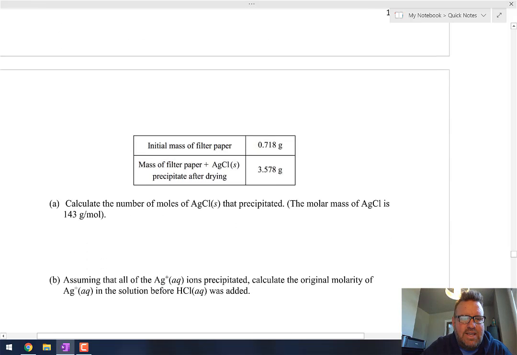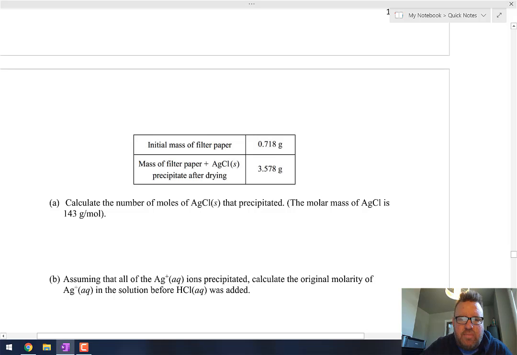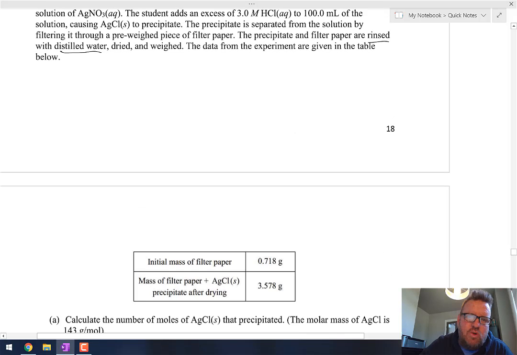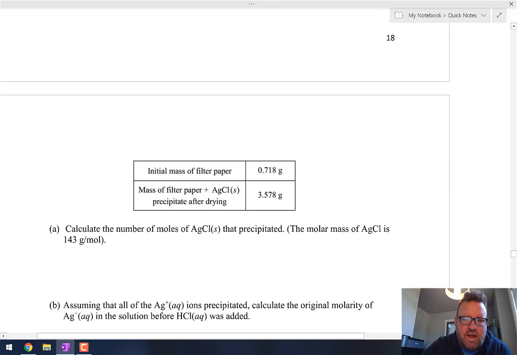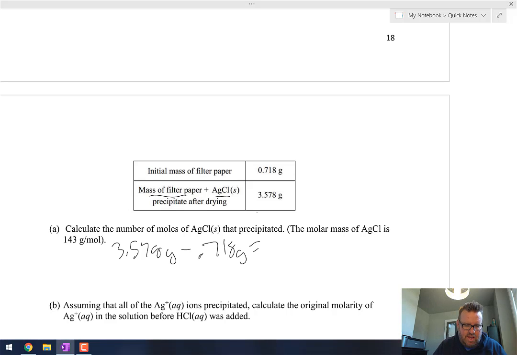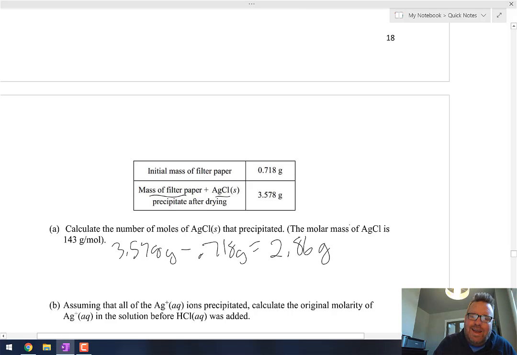So, part A says calculate the number of moles of AgCl that precipitated. The molar mass is 143. The other one was more of a multiple choice type question. This is a free response. So we've got 3.578 grams of AgCl plus the filter paper. So obviously we need to subtract the filter paper. So 3.578 minus 0.718 equals 2.86 grams. And again, that's grams of AgCl.